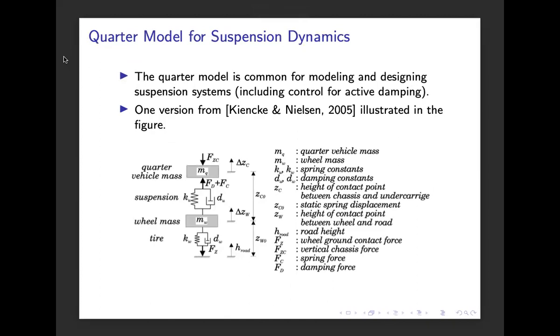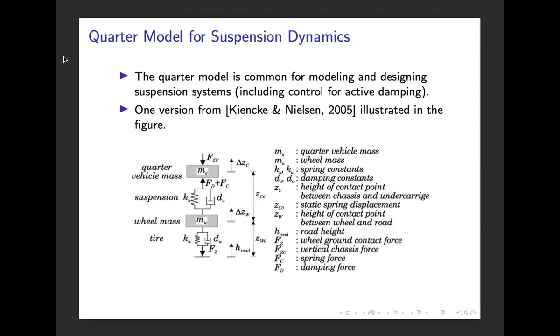And a very common model when it comes to investigation of suspension dynamics, and also design of active damping in vehicles, for example, is the so-called quarter model. And that is illustrated here. If we start from the ground, we have the tire, which is approximated with a spring-damper system, according to this. Then we have an equivalent of the wheel mass, and then a description of the suspension dynamics with the spring here and the damper here. And then we have a quarter of the vehicle mass.